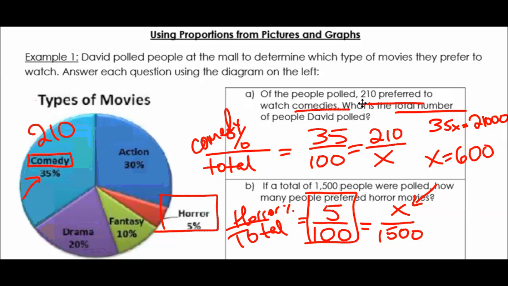So we're going to cross multiply. 100 times x is 100x. 1,500 times 5 is 7,500. We divide by 100 on both sides, and x is 75. 5% is a pretty small percentage, so 75 out of 1,500 makes pretty good sense.